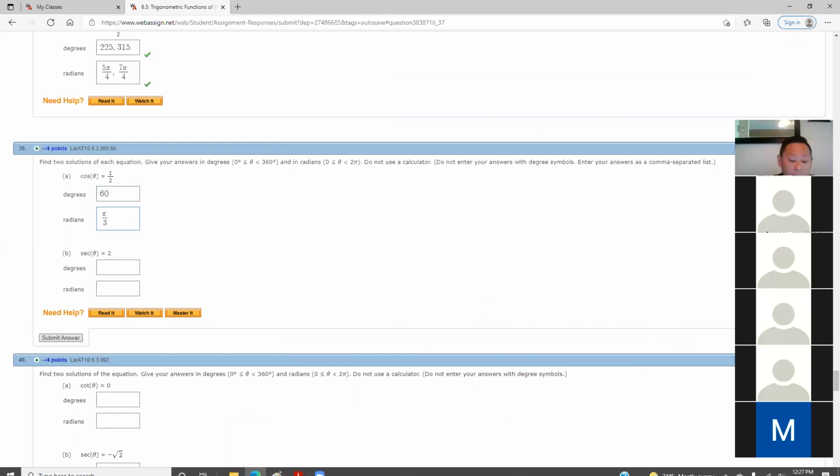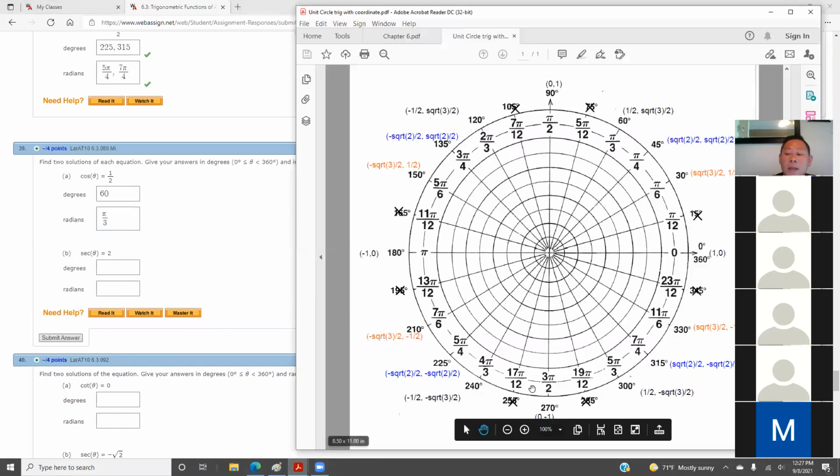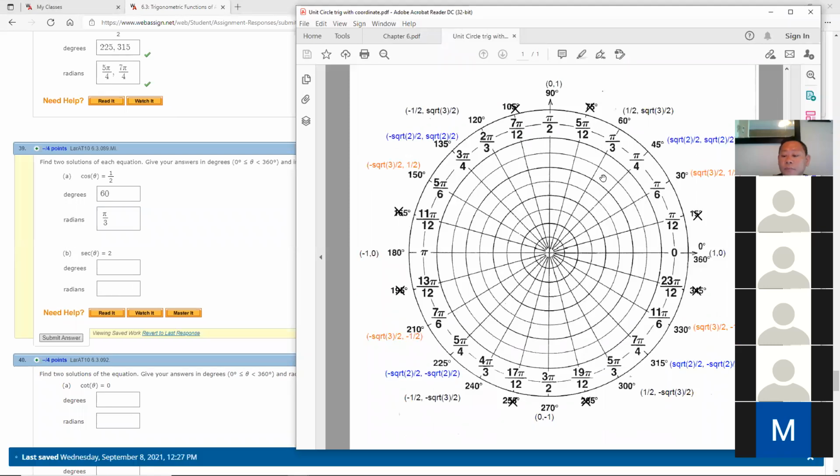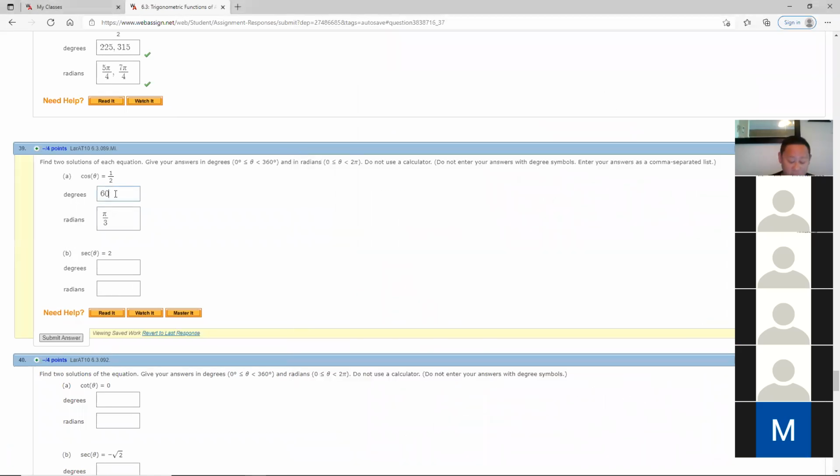Anyone can also tell me another one besides 60 or pi over 3 that gives you the x value is 1/2? 300 degrees. Yep, 300 and 5 pi over 3. Is that easy now with that unit circle?